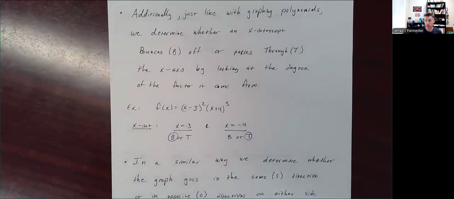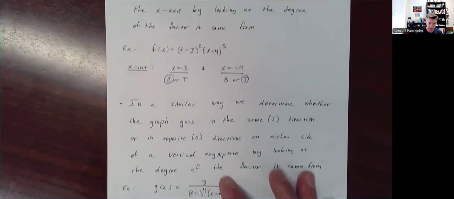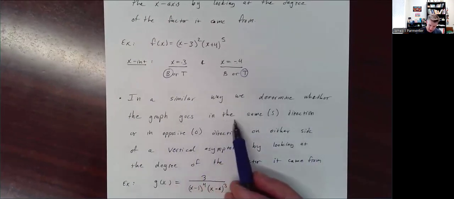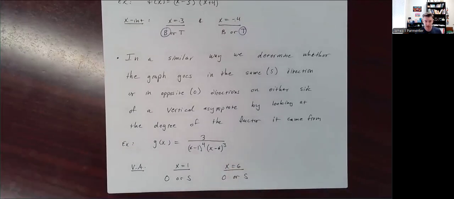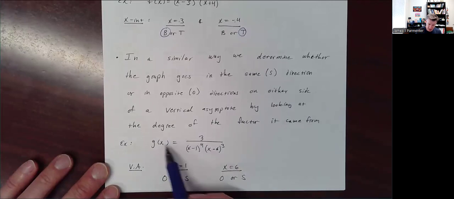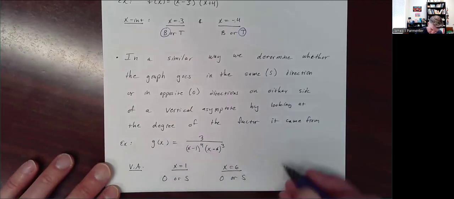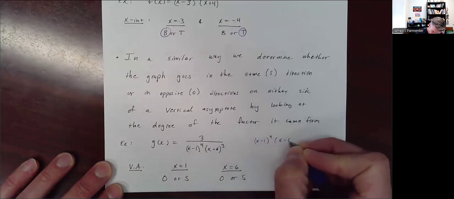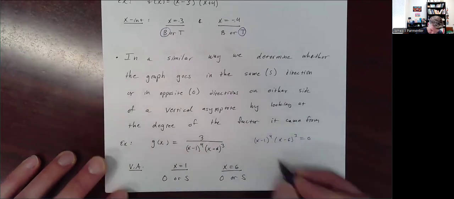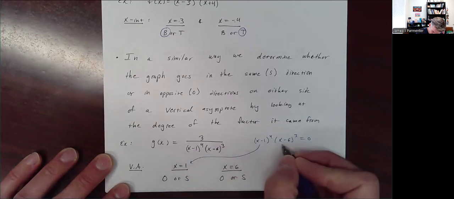Even more so, we're going to see another thing that has a similar sort of behavior. In a similar way, we determine whether the graph goes in the same direction or opposite directions on either side of a vertical asymptote by looking at the degree of the factor it came from. For this example, to find the vertical asymptote of g of x, you would set the denominator equal to 0. If we set (x minus 1) to the 4th times (x minus 6) cubed equal to 0, you're going to get x equal to 1 and x equal to 6.